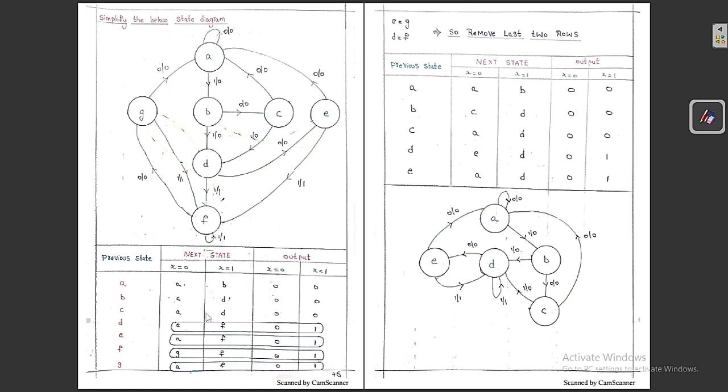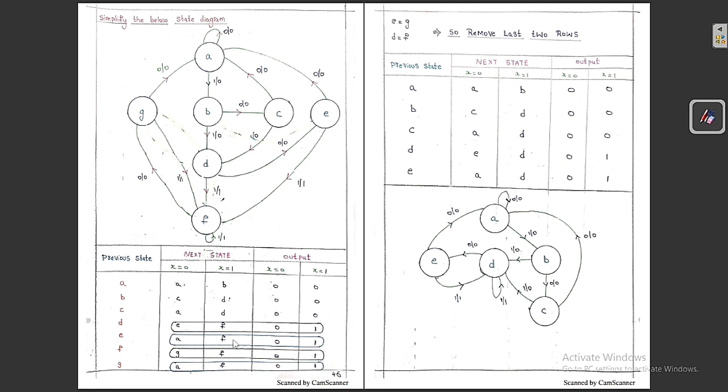Now if you see carefully, E is equal to G, because here it is A, here it is A, here it is F, here it is F, here it is 0, here it is 0, here it is 1, here it is 1. So both rows are identical, and E is always equal to G. Similarly, D is equal to F. If you take D and F, you can see F, 0, 0, 1, 1. We have just seen E is equal to G, therefore D is also equal to F.